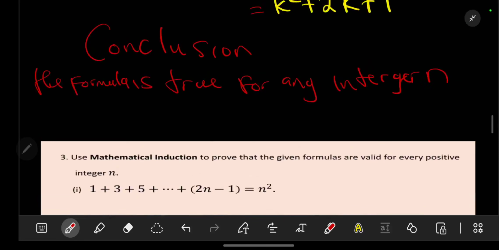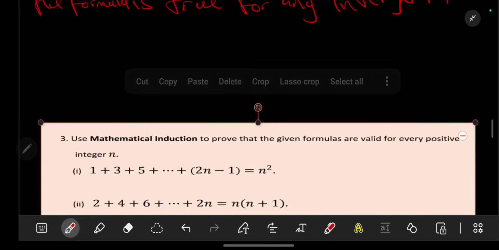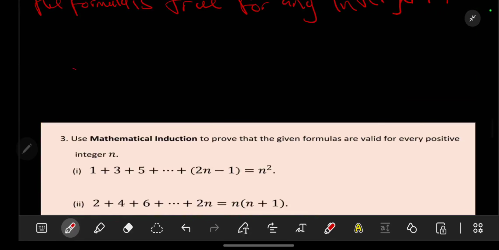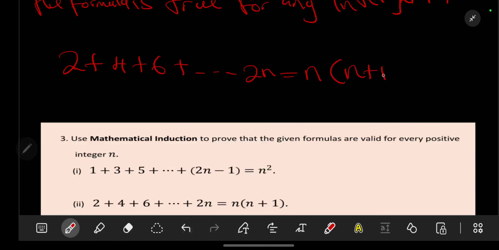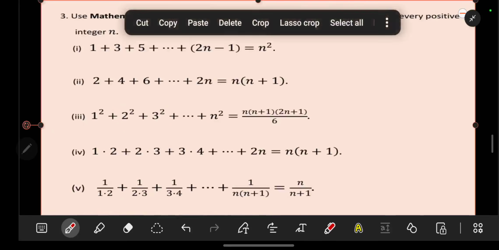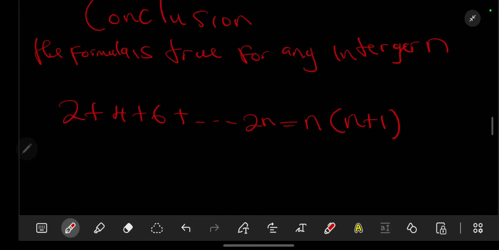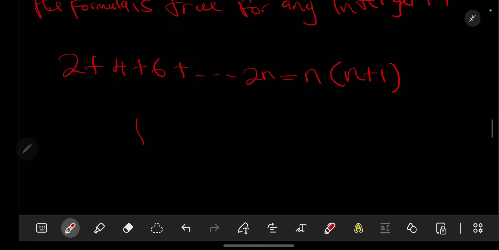We have, let's say, we have our 2 plus our 4 plus our 6 plus our dots dots 2n should be equal to, we have our n open brackets, we have our n plus 1 like that. So now how do you deal with this one? So you are going to begin with the basic step. So the basic step, you are going to let your n be equal to 1 and find out if it is going to give you the first position.